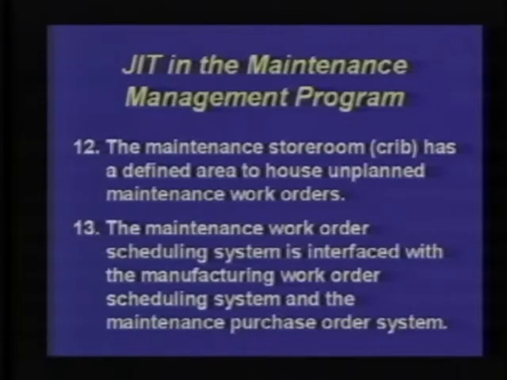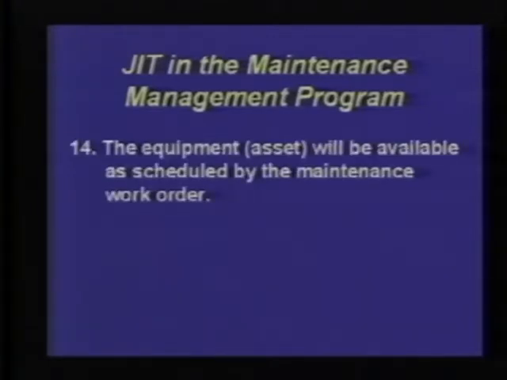13, the maintenance work order scheduling system is interfaced with the manufacturing work order scheduling system and the maintenance purchase order system. In other words, if we're doing this, we are in what I called in section number 1 of the notebook, if you will, at the beginning, a world-class environment. Item 14 is the equipment asset will be available as scheduled by the maintenance work order. And without 13, there are times that the work order is going to have to be rescheduled. Therefore, I'm not going to meet step number 14.